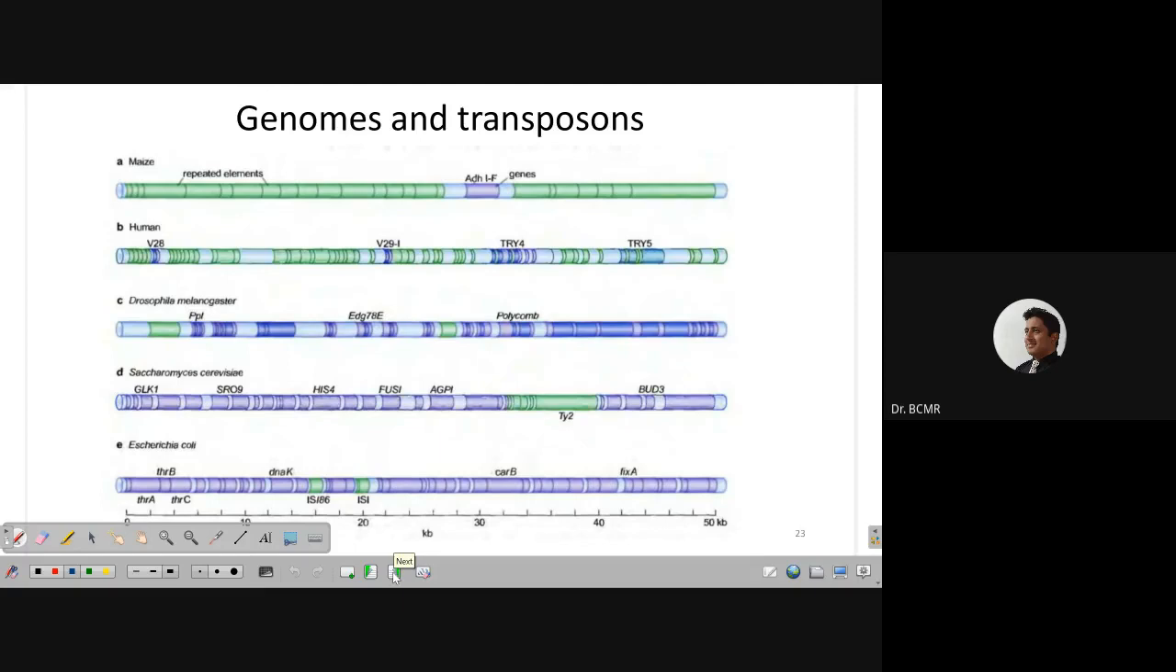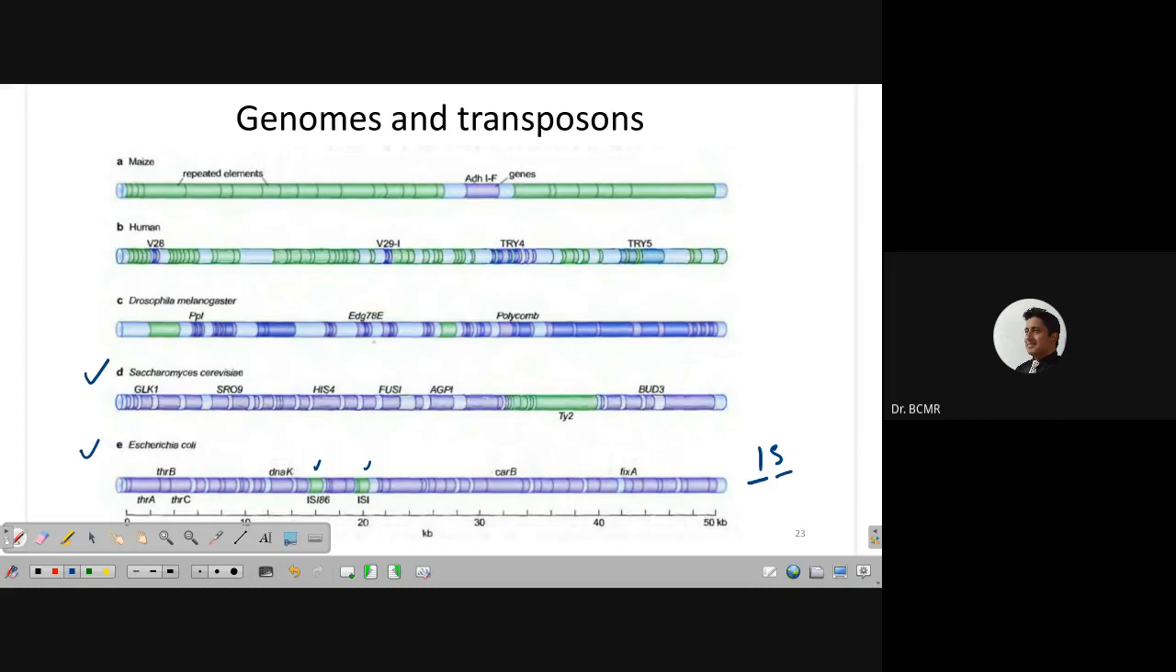So if you look at how many transposons are there and how widely they are distributed, all the green ones are the transposons, the blue ones are their genes. Okay, here is E. coli. It has very few of them. Here they are written as IS. It is for insertion sequences, right? Typically in bacteria, some of the simplest genetic elements that move around that are transposons are called insertion sequences.